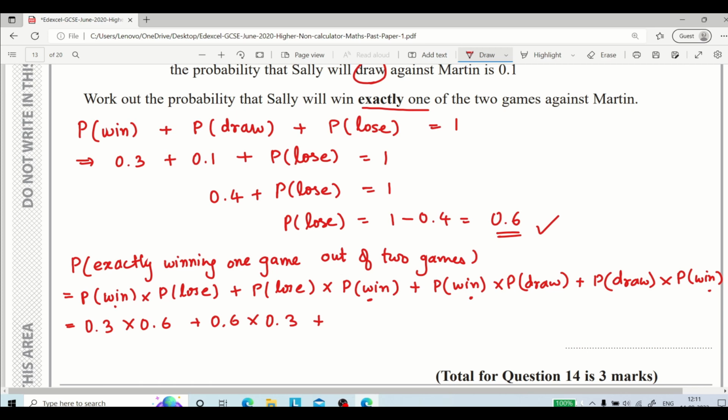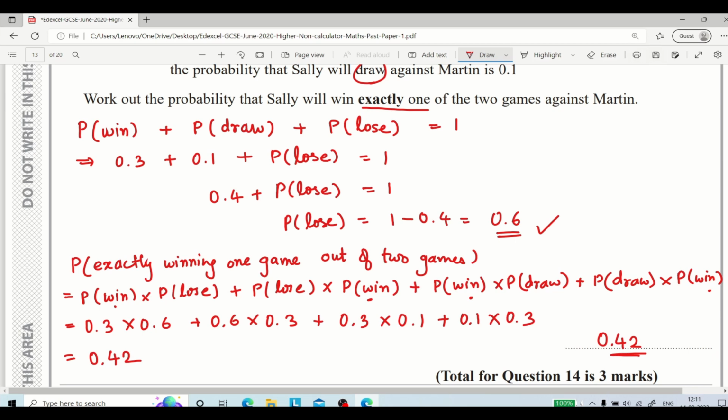Okay. Now probability of winning and probability of draw. Again probability of winning is 0.3. Draw is 0.1, plus 0.1 into 0.3. If you add this up all together, you're going to get your answer to be 0.42. Okay, that's your final answer.